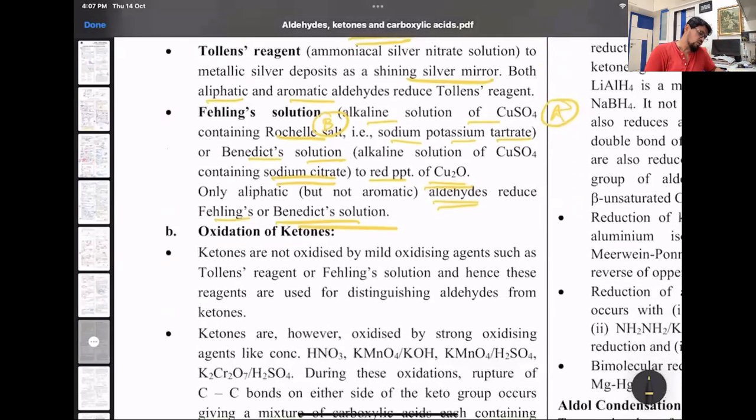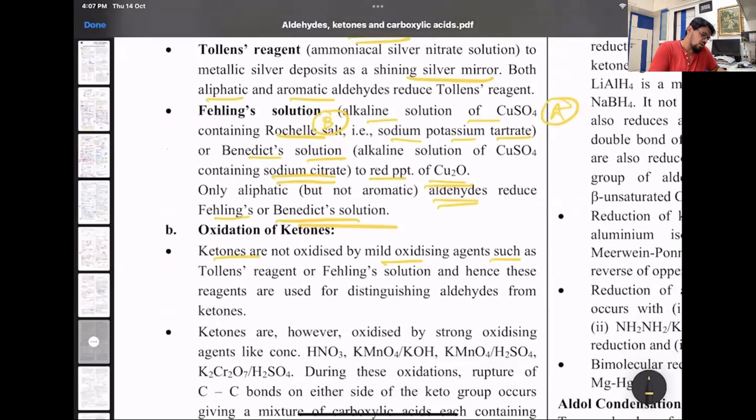Oxidation of ketones. Ketones are generally not oxidized by oxidizing agents like Tollens or Fehling's. Hence, they can be used for distinguishing between aldehydes and ketones. I've told you, a distinguishing test is given by one, not given by the other. And ahead I said hydroxy ketones will reduce these. Ketones will not reduce, but hydroxy ketones will reduce Fehling's and Tollens reagent.